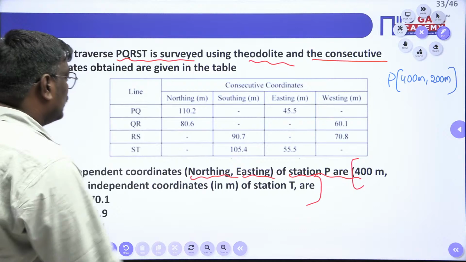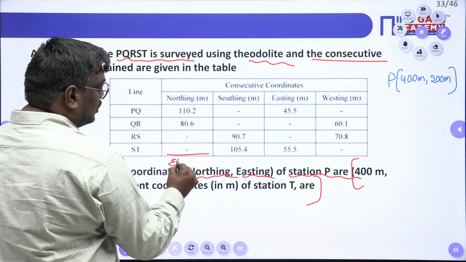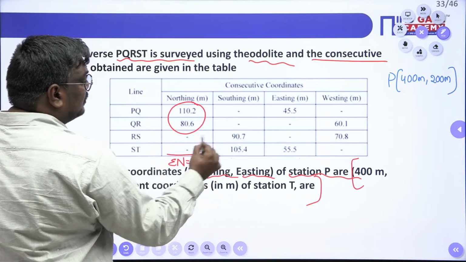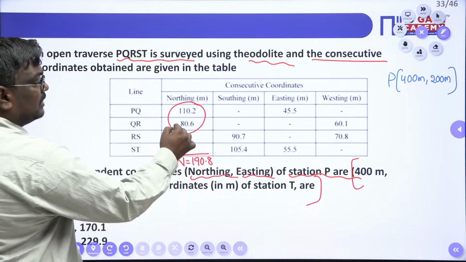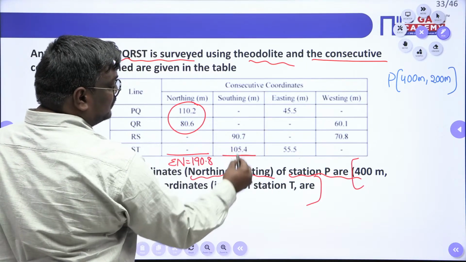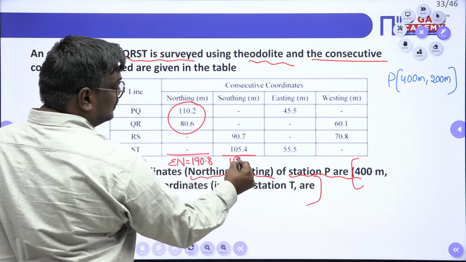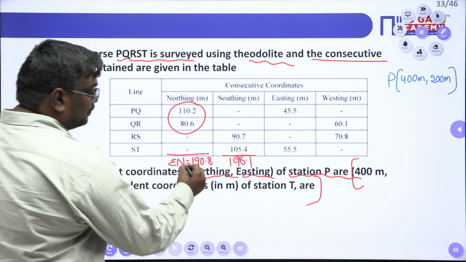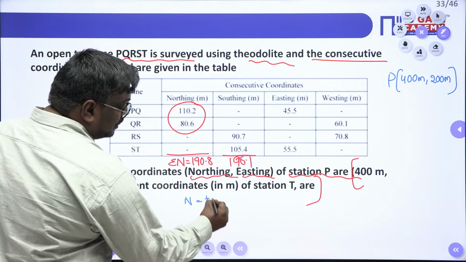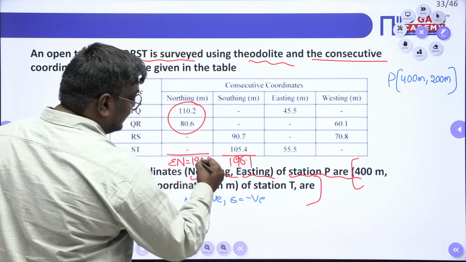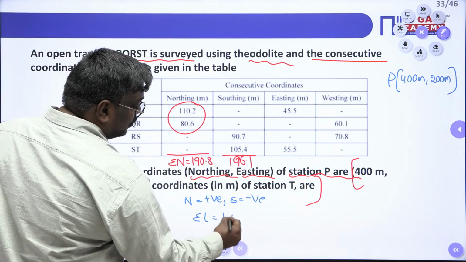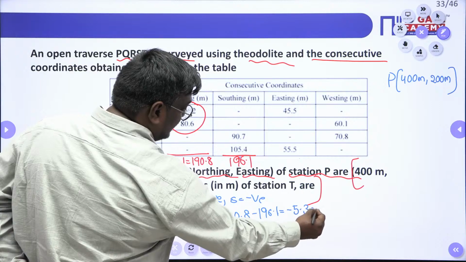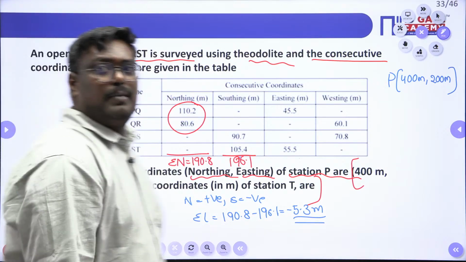Now what are the values of northings? The sum of the northings is equal to 198.8, because we take the values of the sum of northings. And the sum of the southings will be equal to 196.1. Am I correct or wrong, my dear students? I told you, northings will be taken as positive and southings will be taken as negative. So sum of latitudes is equal to 198.8 minus 196.1. This will be equal to minus 5.3 meter.